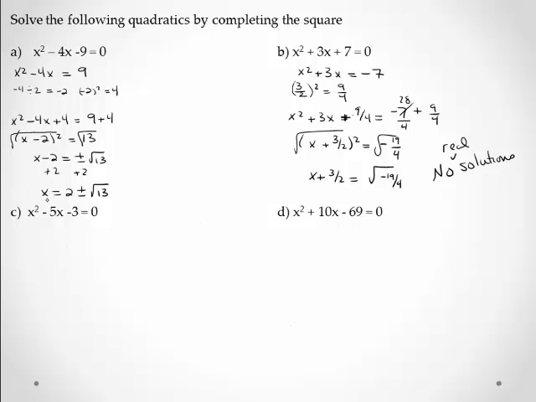Okay, so let's try this next one. We'll add 3 to both sides, and I'll have x squared minus 5x is equal to 3. Take half of negative 5, and I get negative 5/2. If I square that, that's 25/4. So that's what I'll add to both sides.